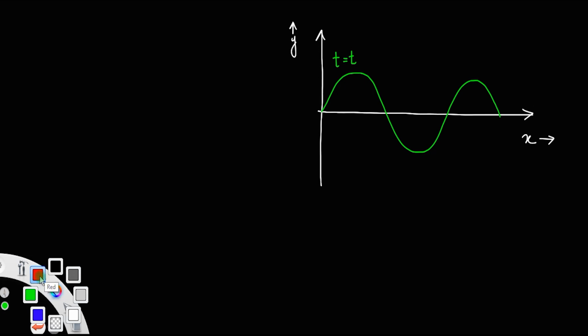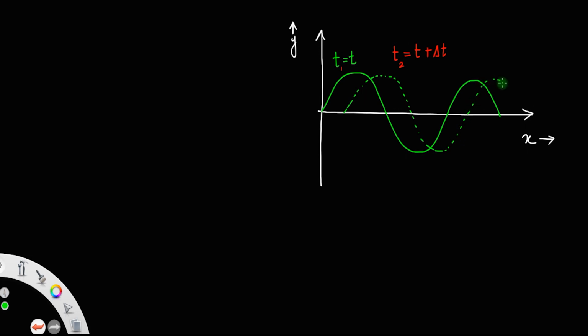After some time, let's say t is equal to t plus delta t. Let's call this t1 and this time t2. After a time t plus delta t, now the wave is at a new position like this, because the wave has traveled, moved forward, or it just travels horizontally along the x direction.